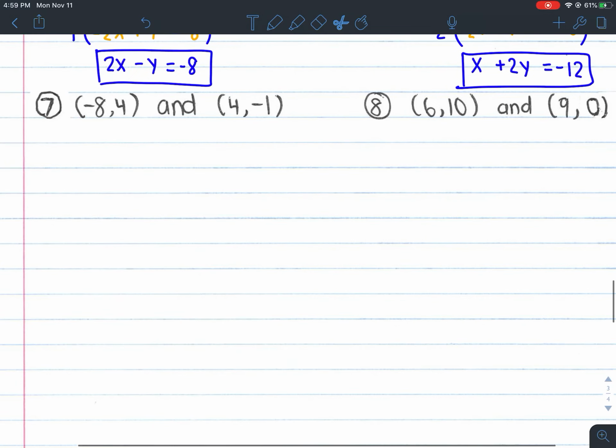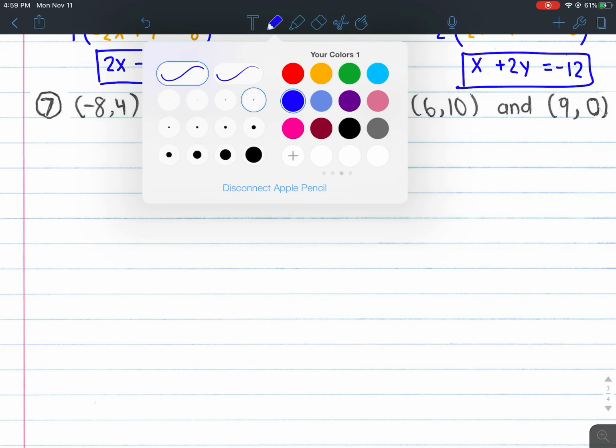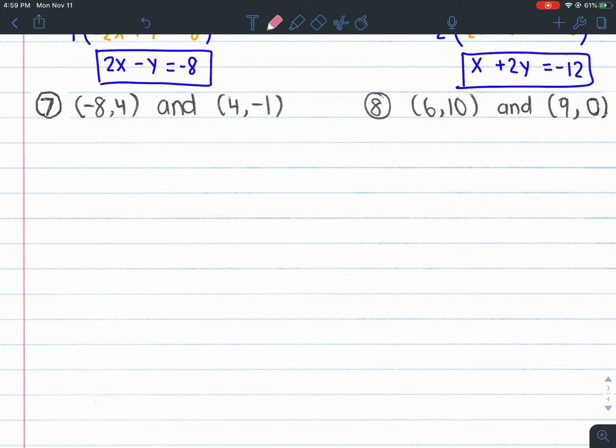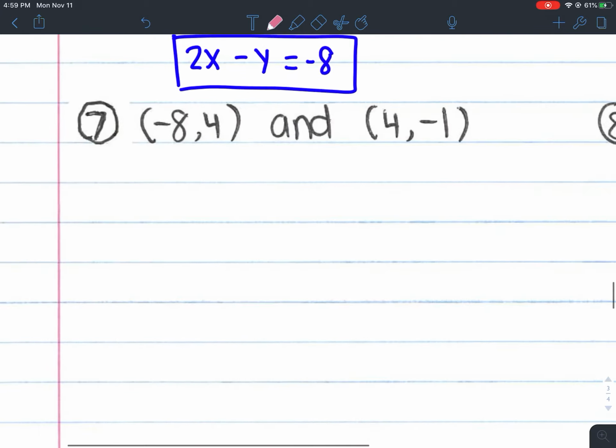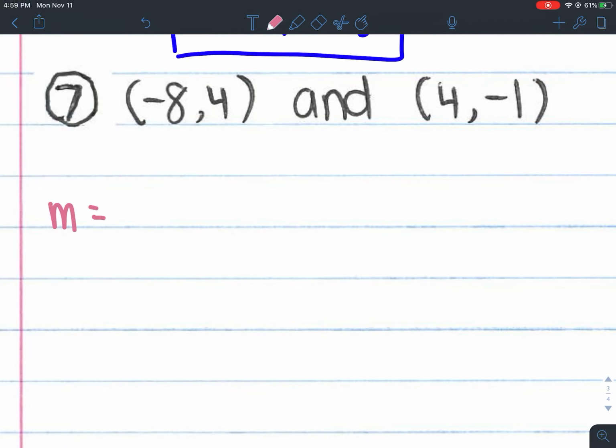Okay, 2 problems left. Now in 7 and 8, they give us 2 points. That's all they gave us. Well, what am I supposed to do with 2 points? Well, if they don't really give you much, you know for a fact that you have to start in point slope form. But in order to do point slope form, I need a point and a slope. Well, I know how to find slope from 2 points, so that's what we're going to have to do. Slope formula is y2 minus y1 over x2 minus x1.